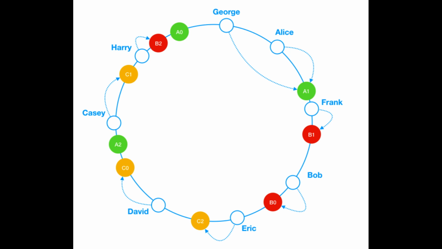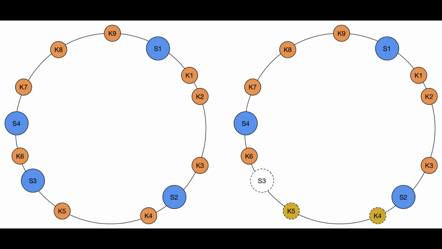With consistent hashing, most of the data remains mapped to the same nodes, and only a small fraction of data needs to be moved to neighboring nodes. This makes the system more stable and scalable as the number of nodes changes.